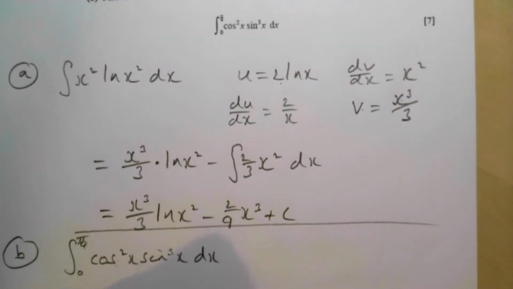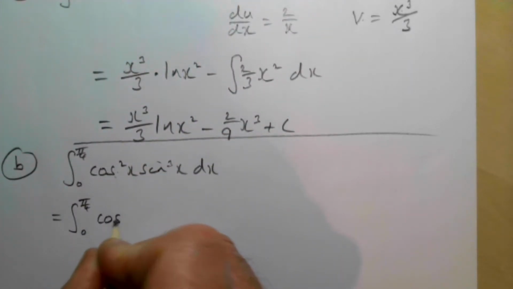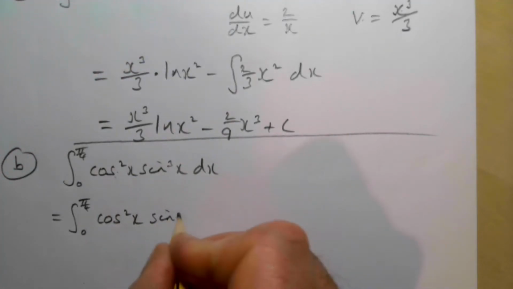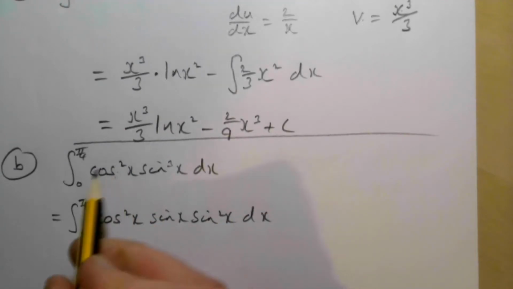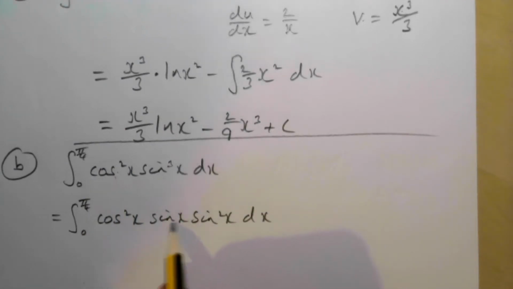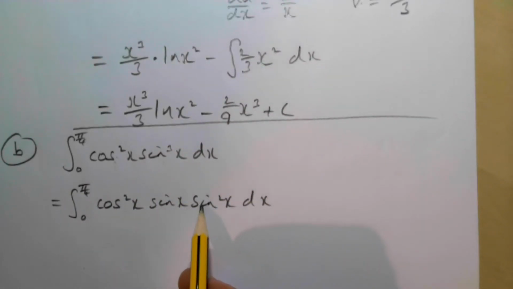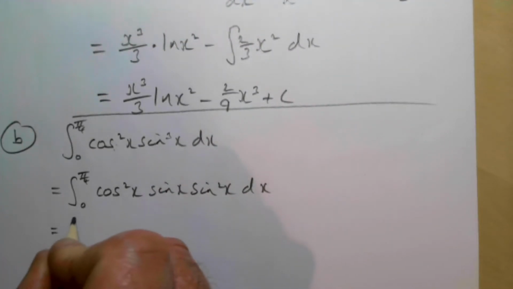So I'm going to rewrite it as the integral between pi over 4 and 0 of cos squared x sine x sine squared x. It's quite easy to see what I've done there. It's the idea of actually coming up with it, which is a wee bit tougher, but we know that we change these around all the time to 1 minus cos squared and stuff like that. So that's what I'm going to do with the next line.